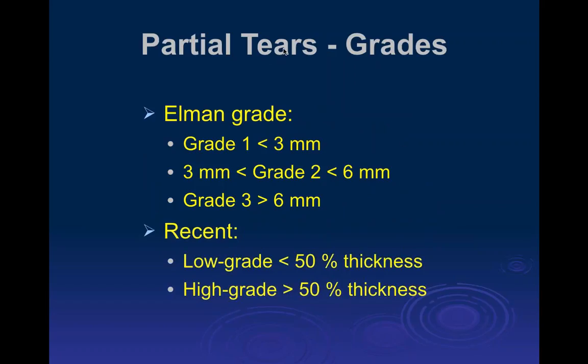Tears have been graded into different sizes. Harvey Elman, who was at UCLA, said grade one if they're less than 3 millimeters, grade 2 if they're between 3 and 6 millimeters, and grade 3 if they're greater than 6 millimeters. Partial tears now are often graded as low grade if they're less than 50% of the thickness of the tendon, or high grade if they're greater than 50%. There are some people who believe that for symptomatic high grade partial tears, patients are best treated by surgery. But that's pretty controversial. John, do you want to comment on any of these?